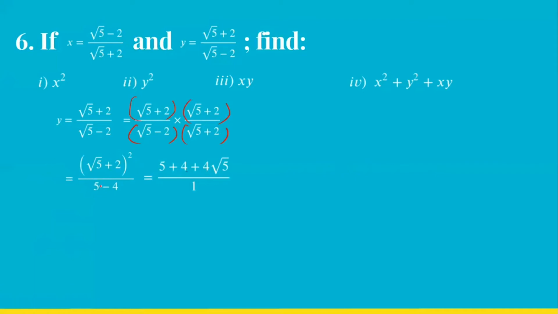In the denominator, root 5 square is 5 and 2 square is 4, and 5 minus 4 is 1. In the numerator, 5 plus 4 is 9. So 9 plus 4 root 5 is the value of y. Now we got the value of y. Let us find y square.